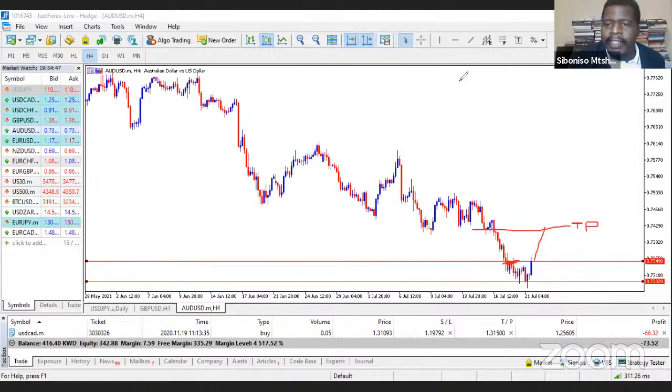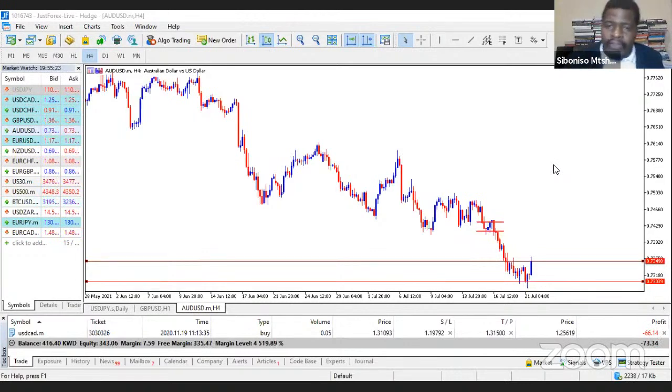So let me clear this. Okay, so you can see that at these levels the market was ranging, consolidating a little bit. Remember those chart patterns we were talking about, that when the market was bearish and consolidating in the box, the stronger probability is that the market will continue being bearish and go down, as you have seen in this case.